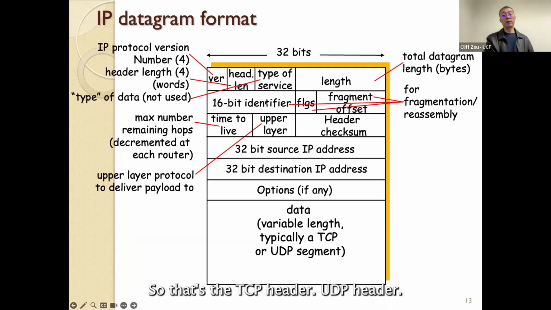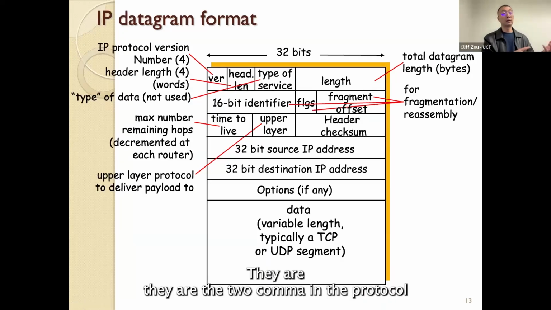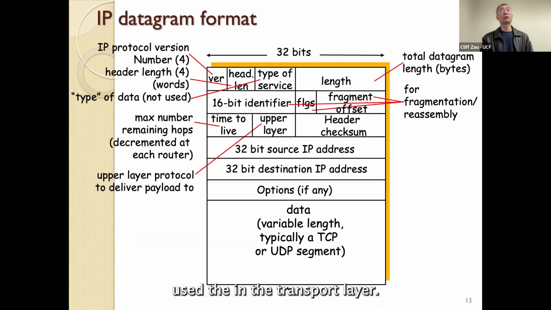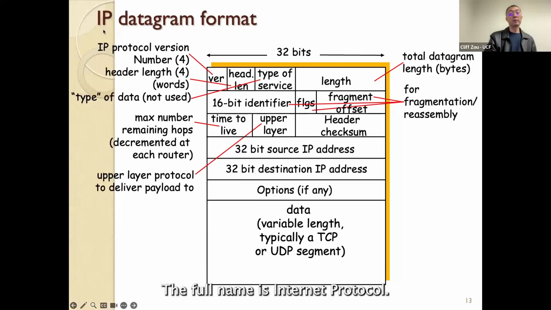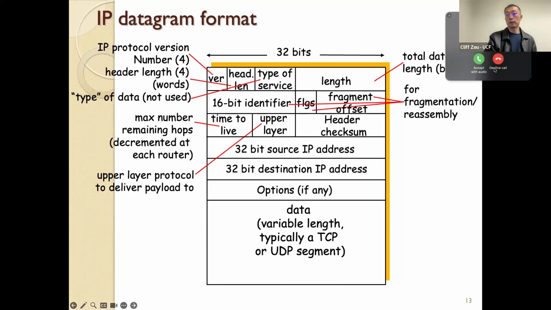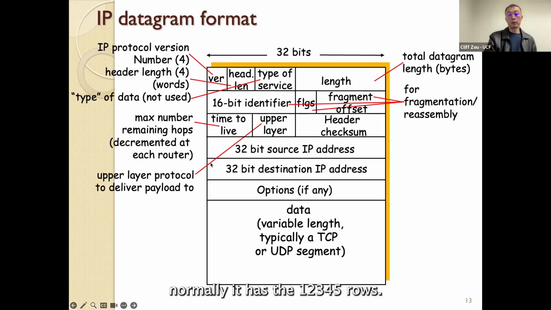Okay, so that's the TCP header and UDP header. They are the two dominant protocols used in the transport layer. In the network layer, the protocol is called IP. The full name is Internet Protocol. The IP header is here. And the IP header normally has 1, 2, 3, 4, 5 rows. Remember, each row is 4 bytes. So normally the IP header is also 20 bytes.